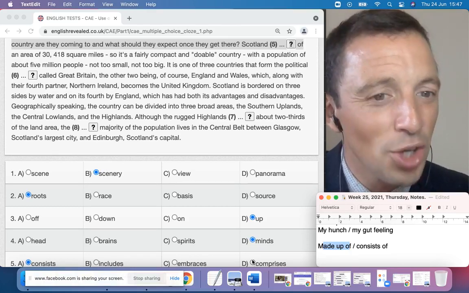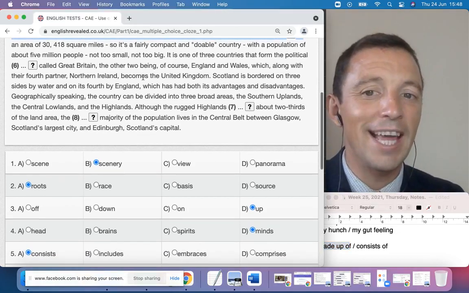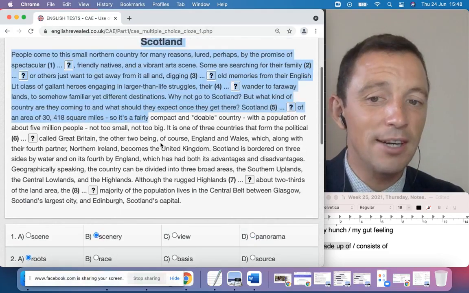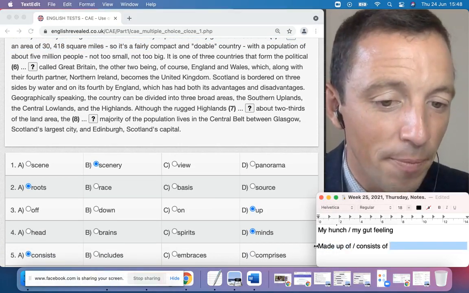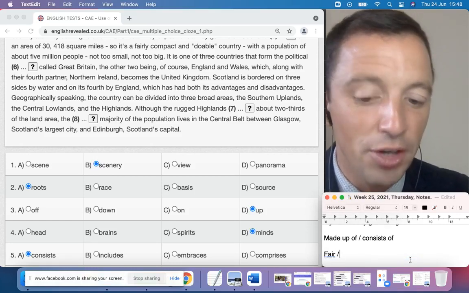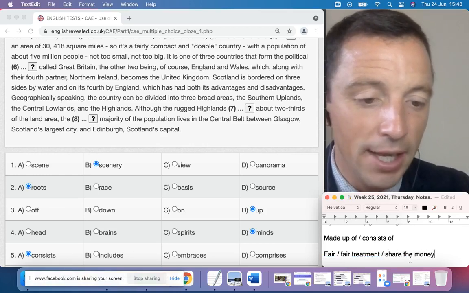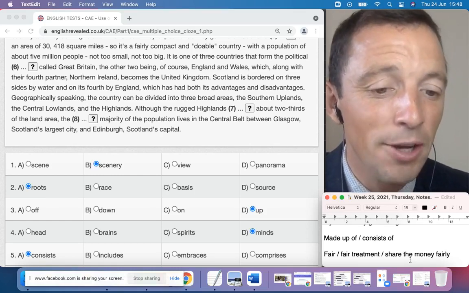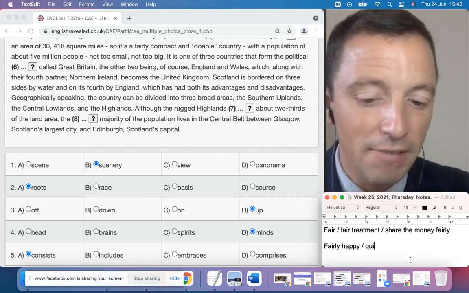I'm not sure. I'm not totally sure. I would say consist, but I'm not 100% sure. Okay, so it's a fairly compact and doable country. So fairly is very interesting. I'm sorry for this, always moving. Fairly is very, very good because fair is como justo, and we normally say fair treatment, for example. That's possible, but you could say to share the money fairly, which means equally. That's the first significance, like the adverb justamente. But the second possibility is like bastante, so fairly happy has the significance quite happy.